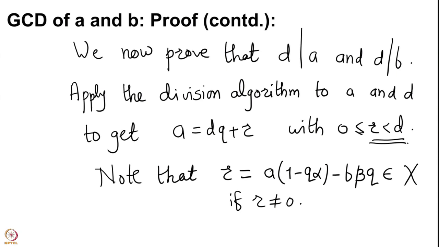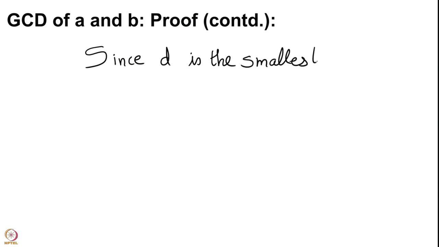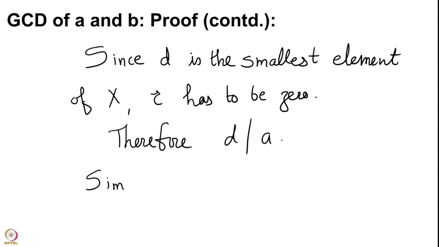This contradiction says that since D is the smallest element of X, R has to be 0, which means that A is divisible by D. Similarly, D divides B. So this completes the proof.